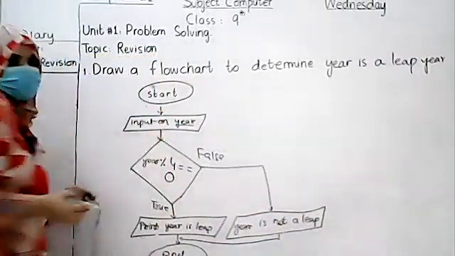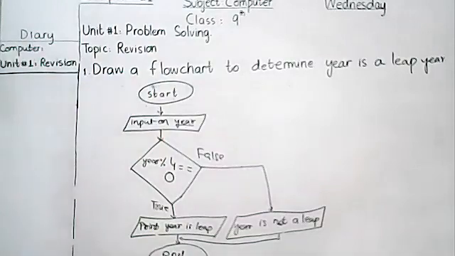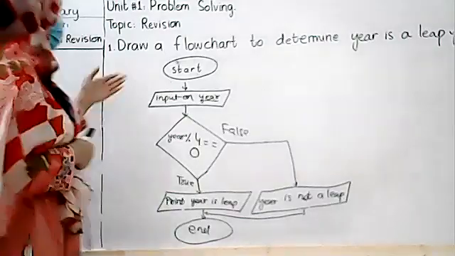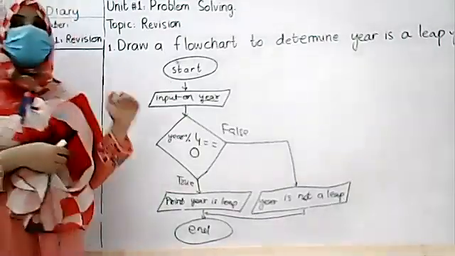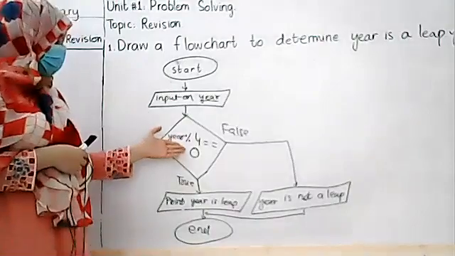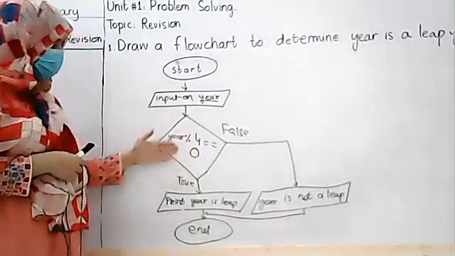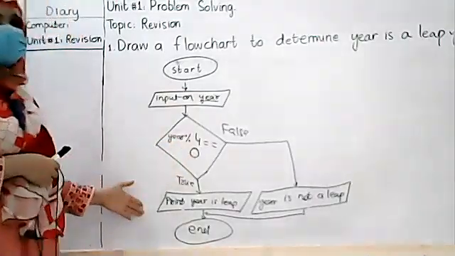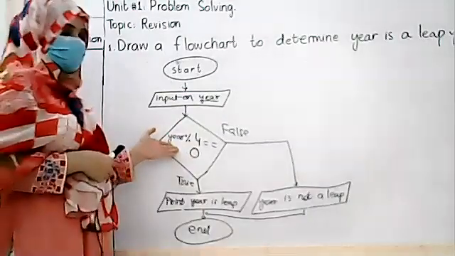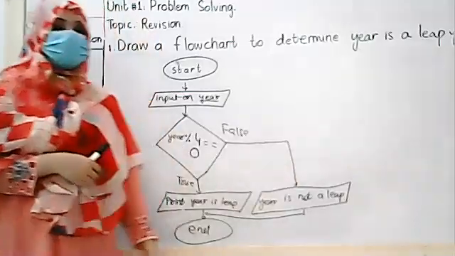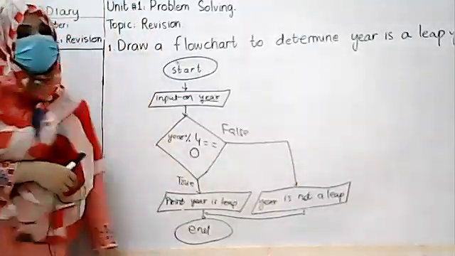Did you understand, class 9? We will just take a review. First of all, we have to start the procedure. Then we will input and enter a year. Then we will go for a condition: we divide the year by 4, and if its remainder is 0, meaning the condition is true, then the year is a leap year. If the condition is false, meaning the remainder is not 0, then we will print that the year is not a leap year. In this way, we will end our flow chart.